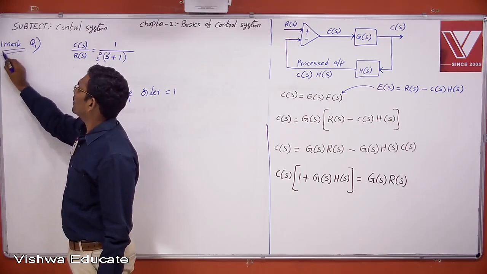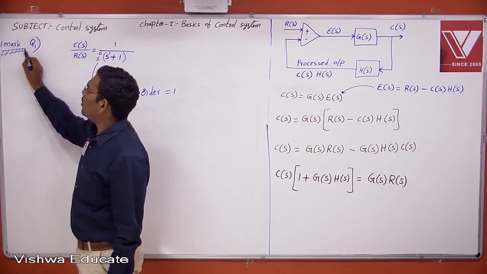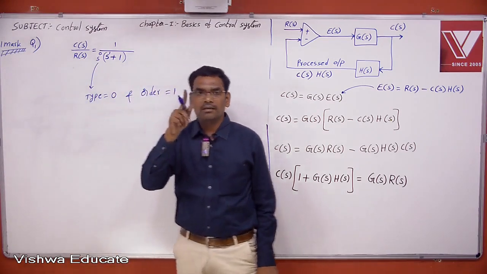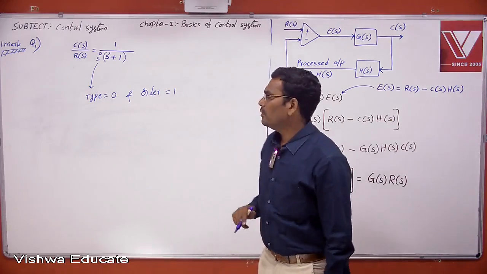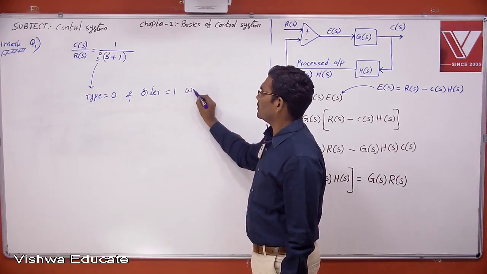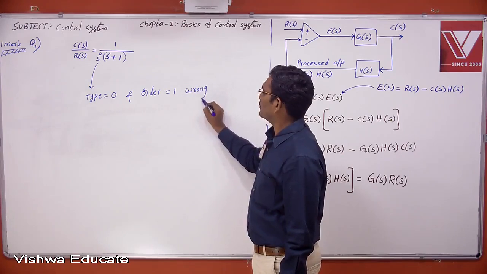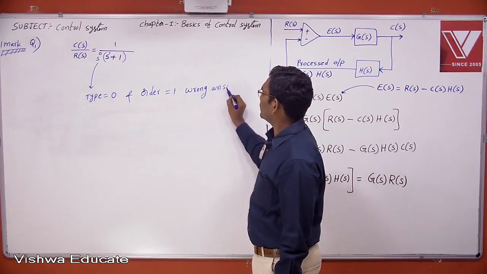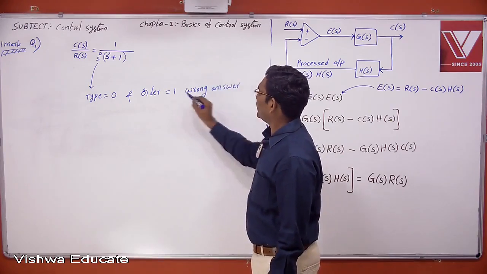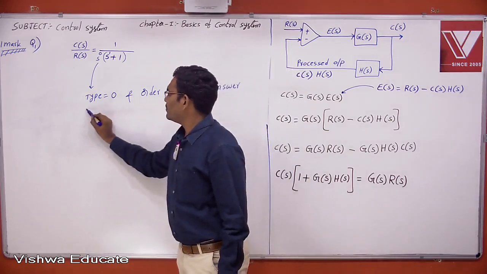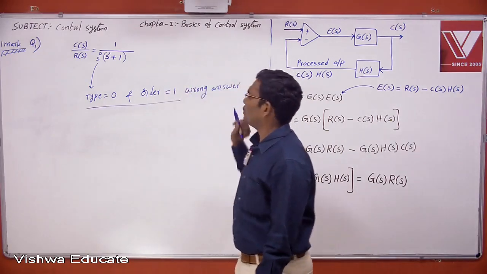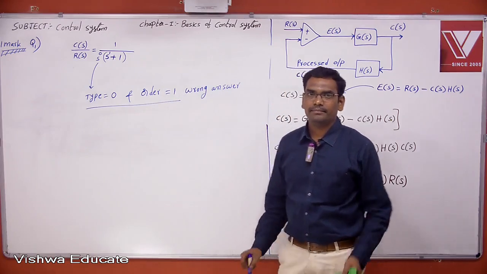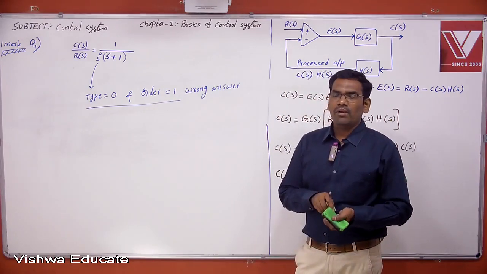Then how many marks are you getting? All of you are getting how many marks? 1 mark. You are thinking that, but this is a 100% wrong answer. Definitely the option type 0 and order 1 is a wrong answer. Why is this wrong, sir?